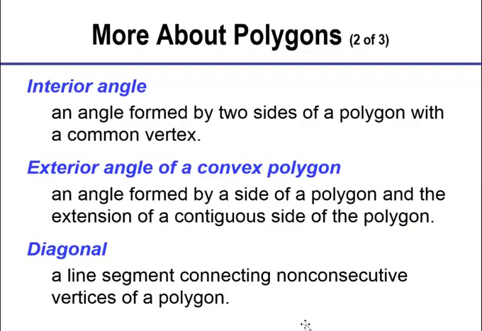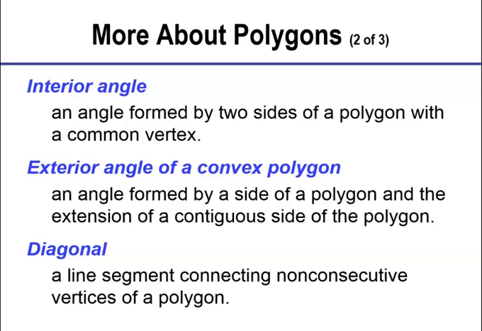Okay, let's talk about an interior angle. Now, this is for polygons, okay? And so the list I gave you before was for polygons. An interior angle is an angle formed by 2 sides of a polygon with a common vertex, okay? So we'll look at pictures in just a minute. An exterior angle of a convex polygon is an angle formed by a side of a polygon and the extension of a contiguous side of the polygon. Again, I'm going to show you pictures, don't worry. And then a diagonal is a line segment connecting non-consecutive vertices of a polygon.